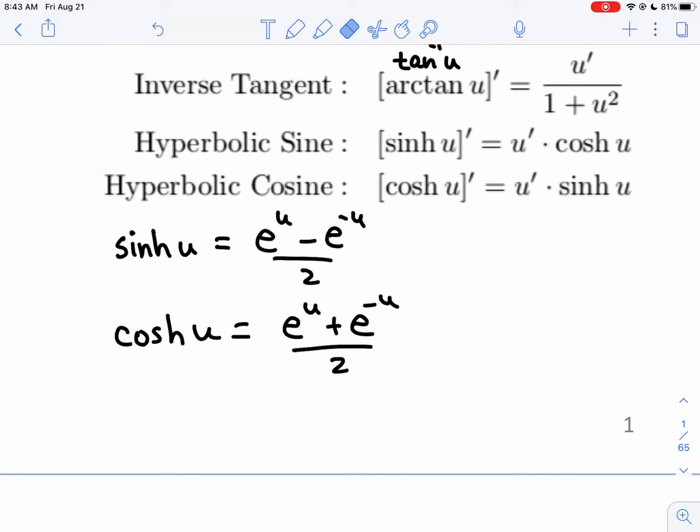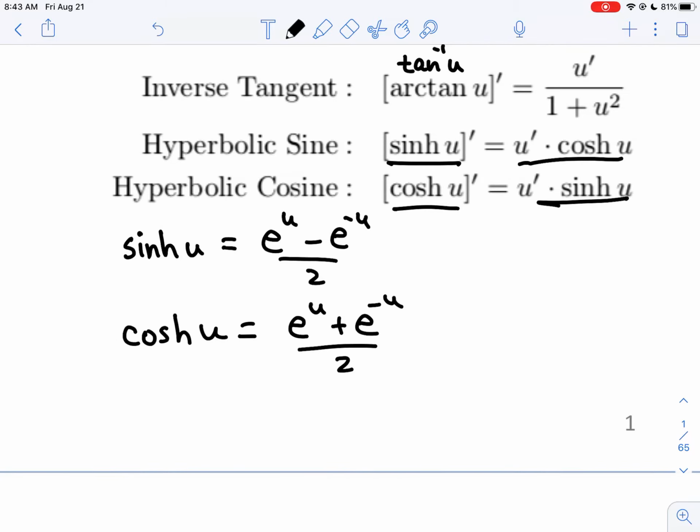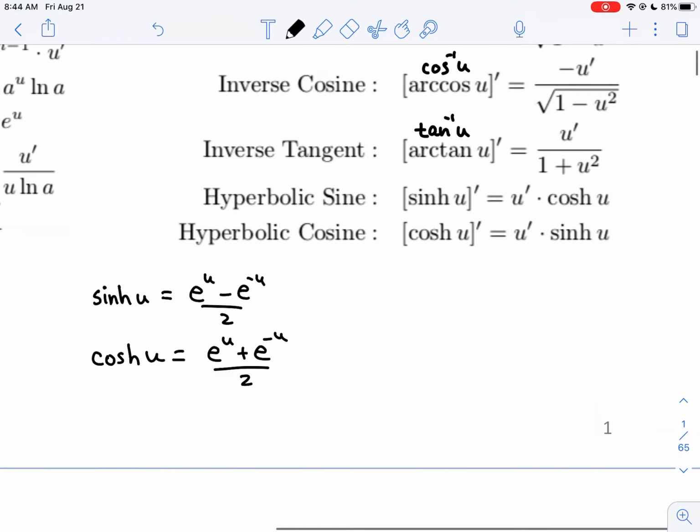But their derivatives look eerily like the derivatives of just sine and cosine. Like the derivative of hyperbolic sine, right here, is hyperbolic cosine. The derivative of hyperbolic cosine is hyperbolic sine. Notice a key difference, though, is that no negative is here. Unlike regular trig, the derivative of cosine is negative sine, but the derivative of hyperbolic cosine is just positive hyperbolic sine.